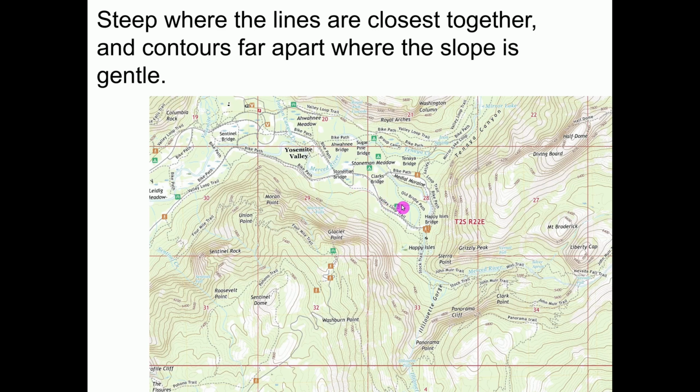there's like one contour line, two, and here they're really close together. Here they're very close together. So that's a vertical face. That's a cliff. In fact, right there, panoramic cliff. That's a clue.